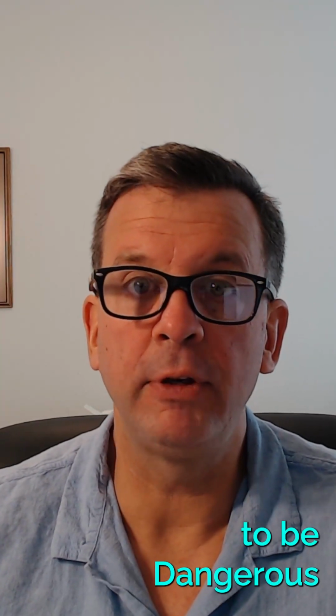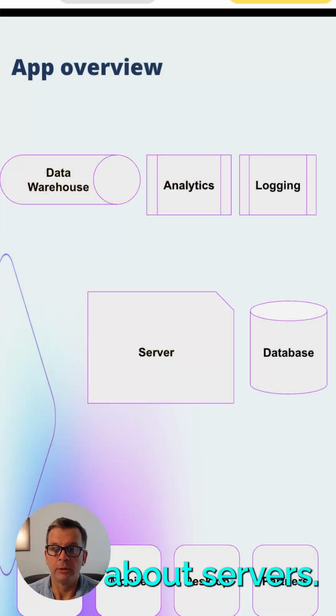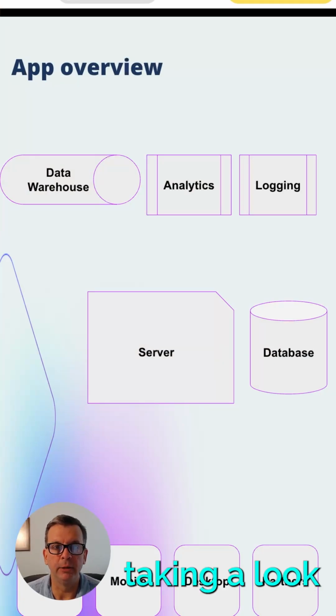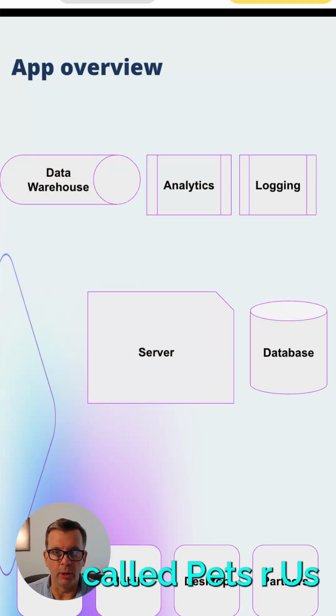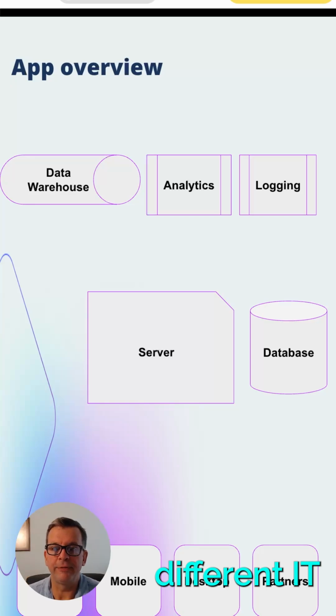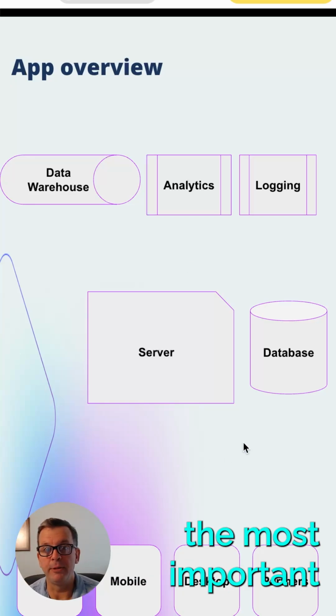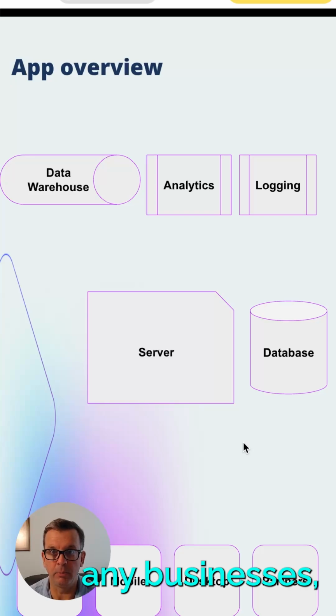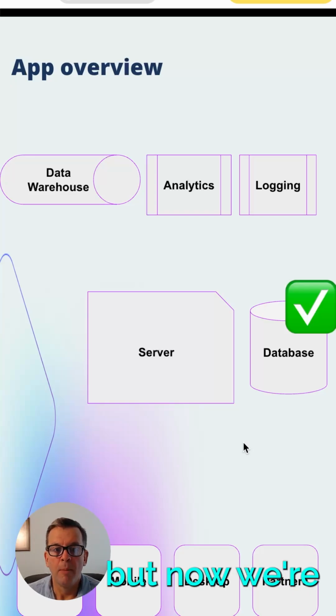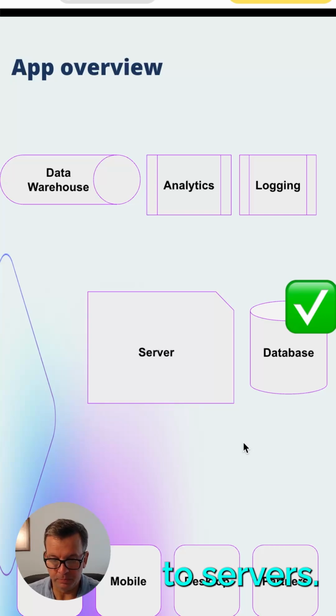Today we're going to learn enough to be dangerous about servers. So far in our series, we've been taking a look at this hypothetical pet store called Pets R Us and the different IT components that they might use. In my opinion, the most important part to any business's IT is the data. So we started looking at databases, but now we're going to move on to servers.